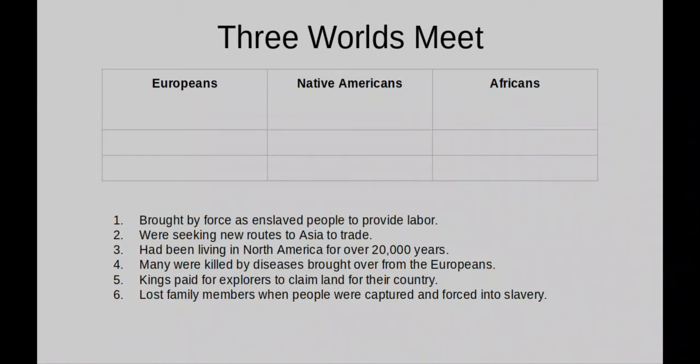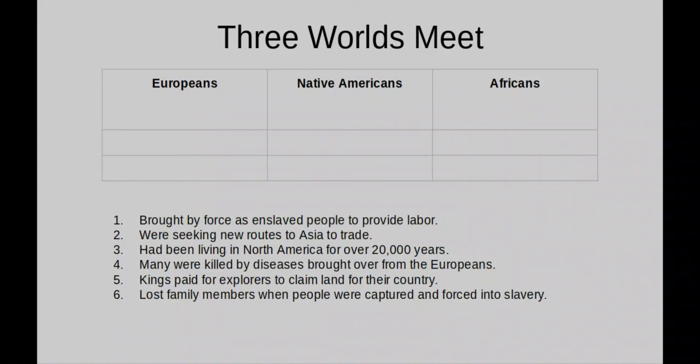Number 2, were seeking new routes to Asia to trade. Number 2 describes the Europeans. Number 3, had been living in North America for over 20,000 years. Number 3 describes the Native Americans.